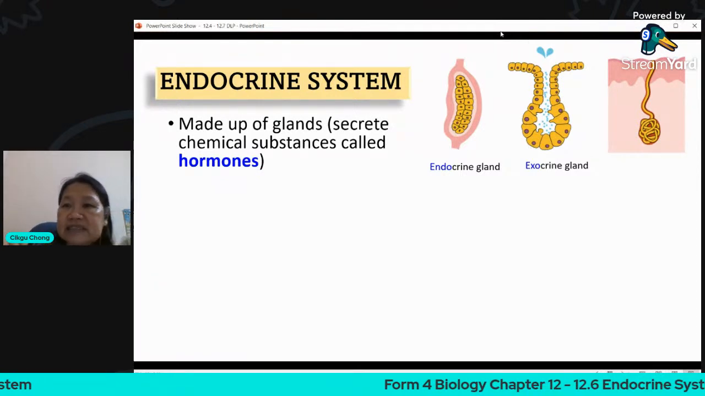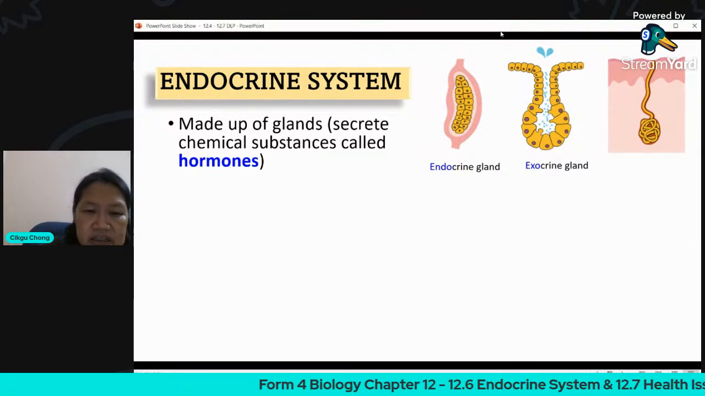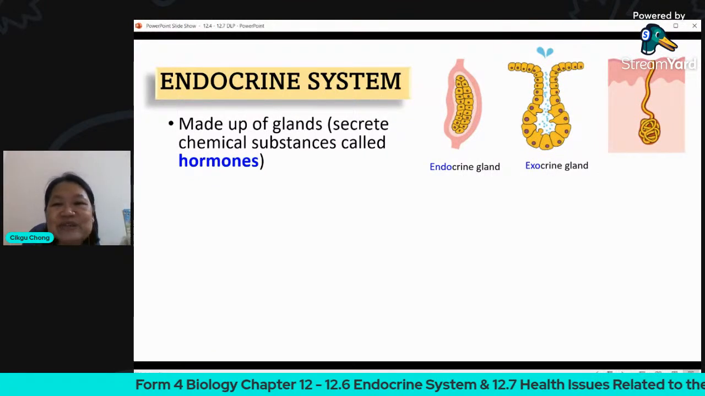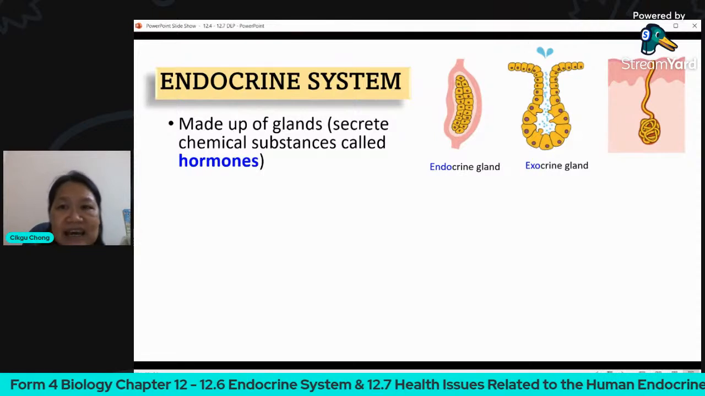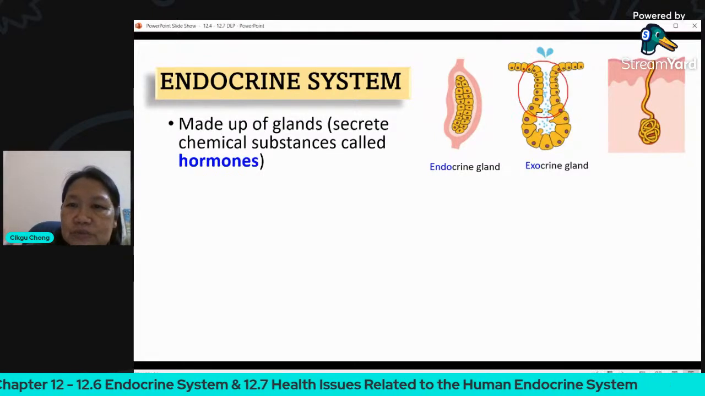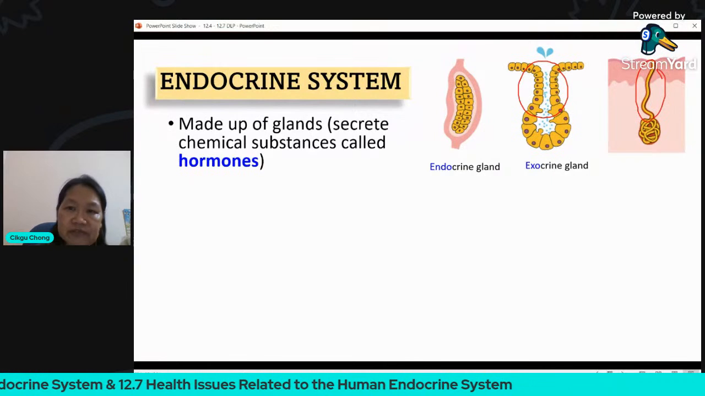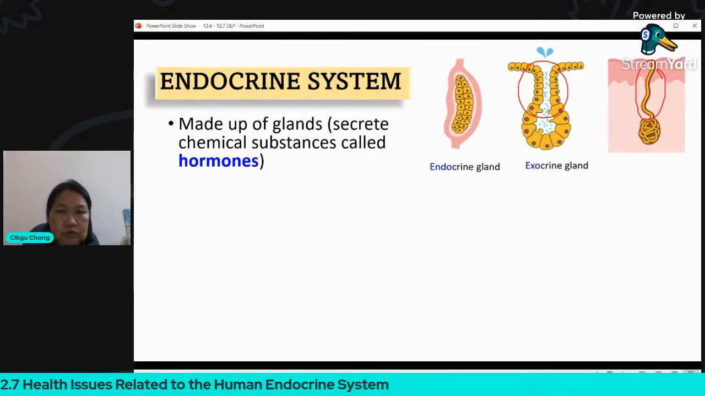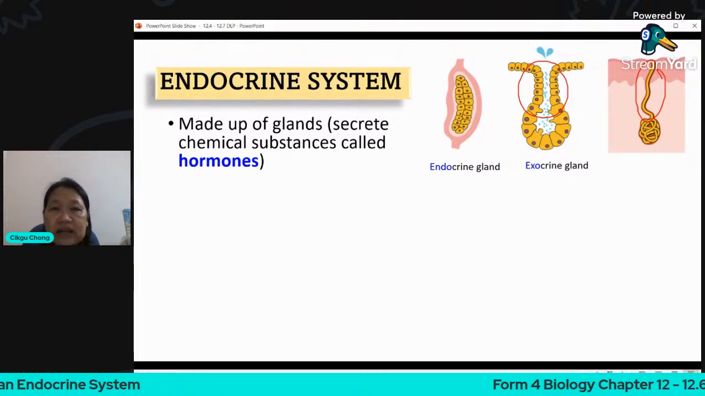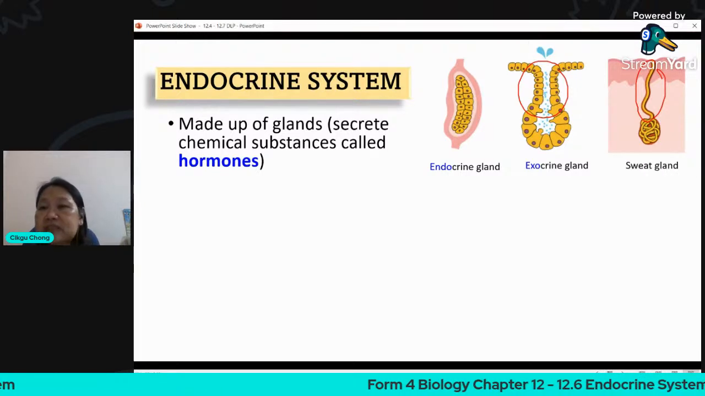Exocrine glands have a duct. You see a duct, D-U-C-T, sorry, not D-U-C-K. A duct is like a tube. You see this here, the tube? Whenever a gland has a tube or a special duct, we call this an exocrine gland. They are not endocrine.